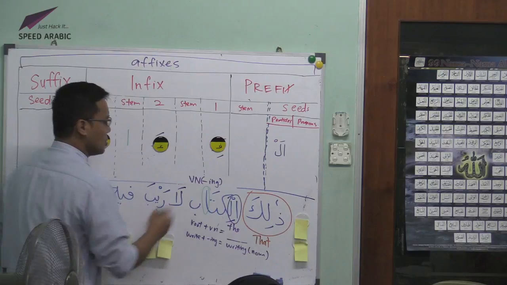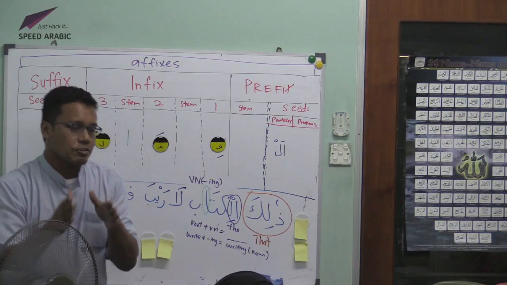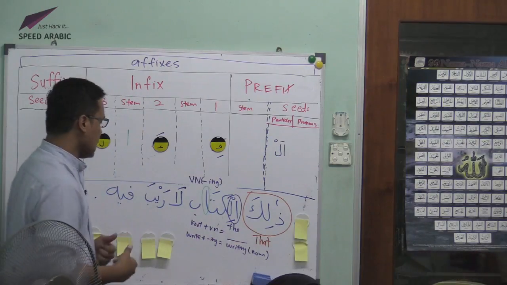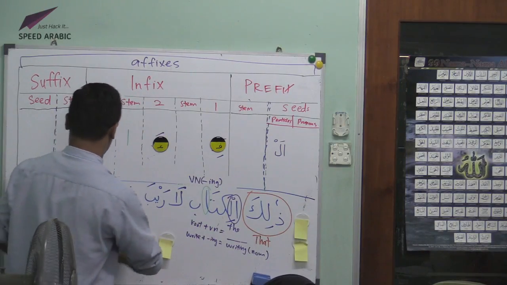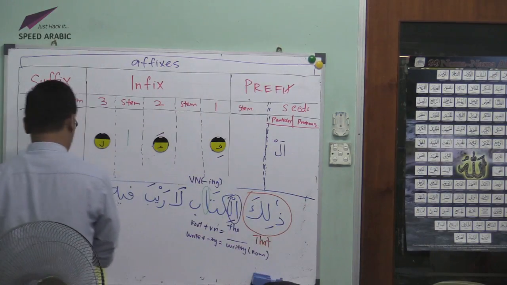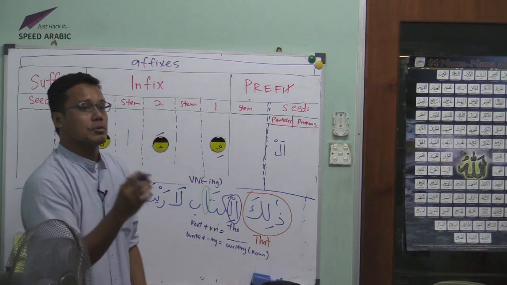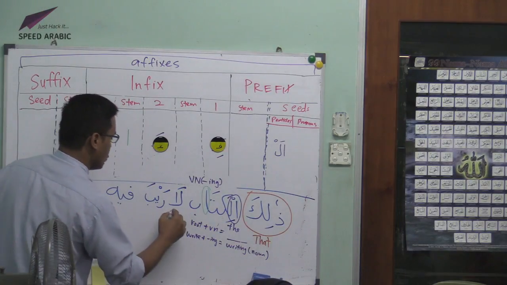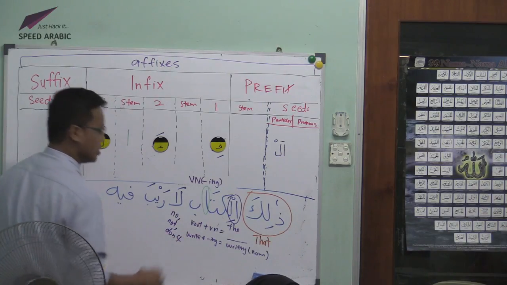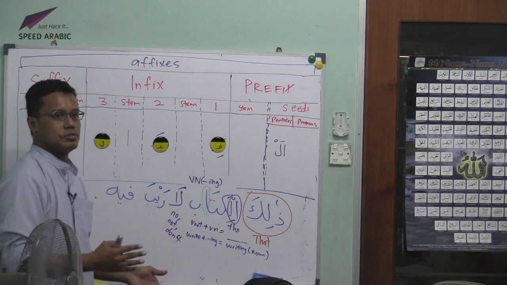Okay, so now we go to la. Go to step 1. So la, what do you do first when you see la? You refer to the seeds. So now go to the seeds. What's the meaning of la? No, not, or don't. So when you get no, not, or don't, you just write it down.